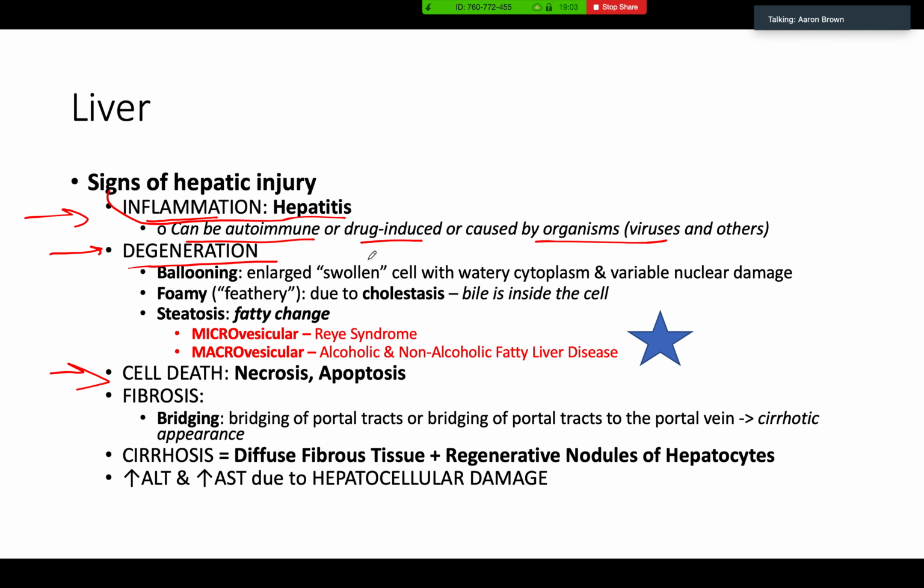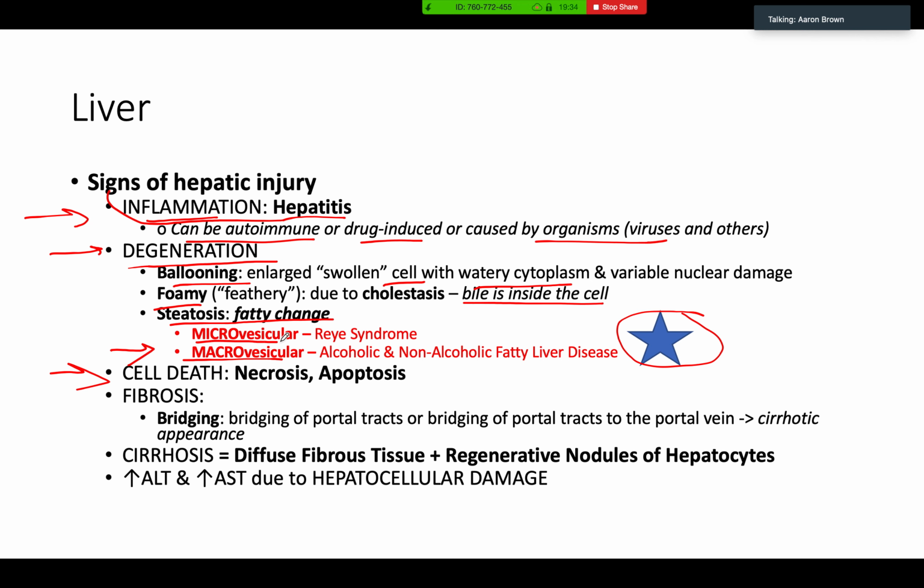Degeneration of the liver is described as ballooning of those hepatocytes, where you see swollen hepatocytes, watery cytoplasm, and you see foamy cells with bile inside of the cell. That's why it looks foamy. And some fatty change inside of the cells as well. And so, I put a star here because you do get questions on microvesicular versus macrovesicular fatty change to the liver. And so you need to know which is associated with which.